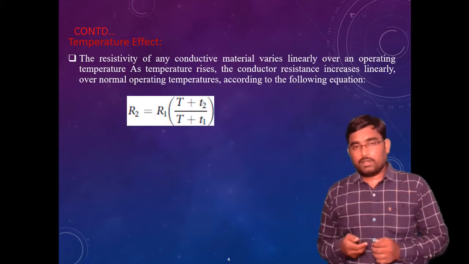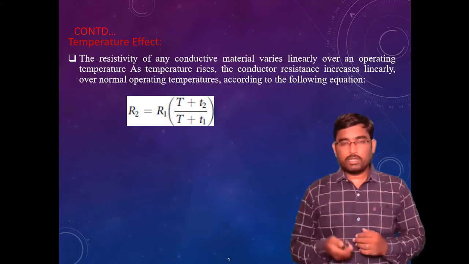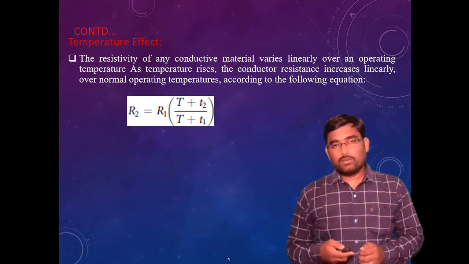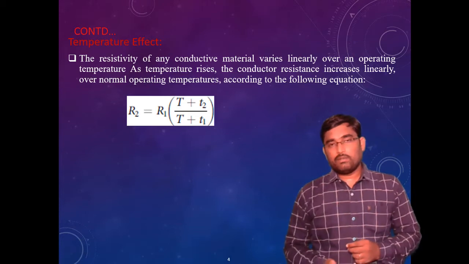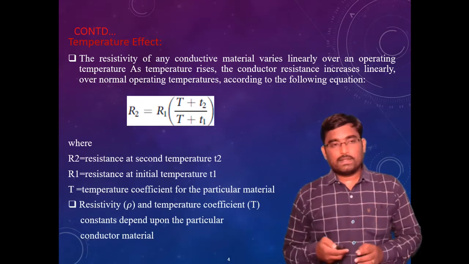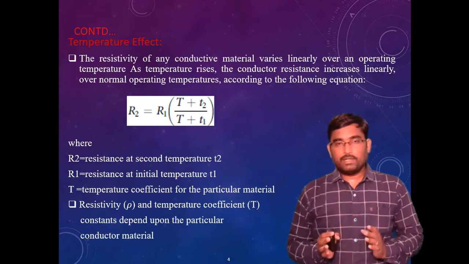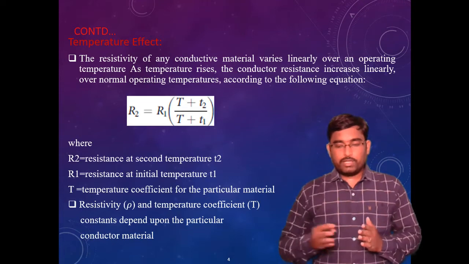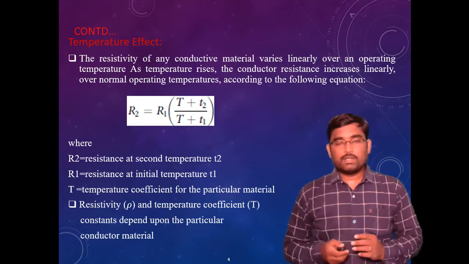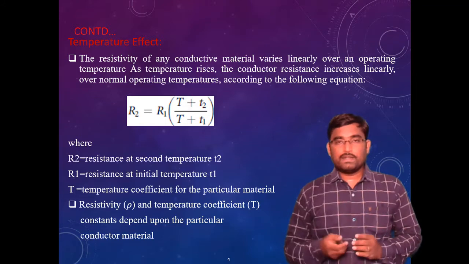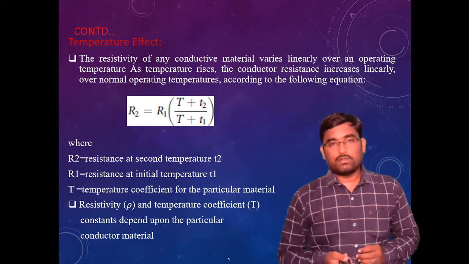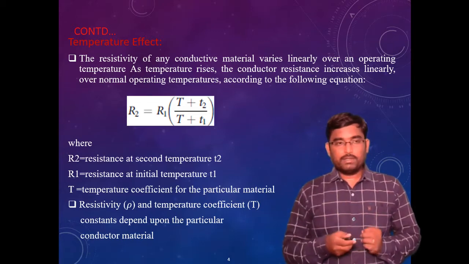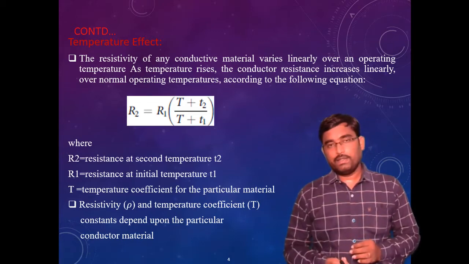Of course, temperature will also affect the value of resistance of a particular conductor material. Here you can see the mathematical relation where R2 equals R1 into (T plus T2) by (T plus T1), where R2 is the resistance at the second temperature. Suppose now the temperature is 10 degrees centigrade and it varies to 40 degrees centigrade. Due to this variation of 30 degrees centigrade, the resistance of the conductor material may vary. The resistance at the new temperature of 40 degrees is R2, the present resistance is R1, and T is the temperature coefficient of the particular material.